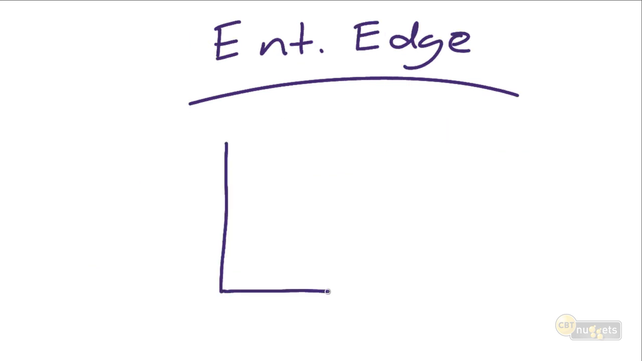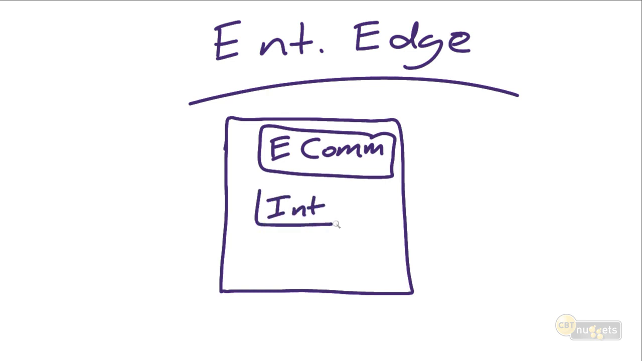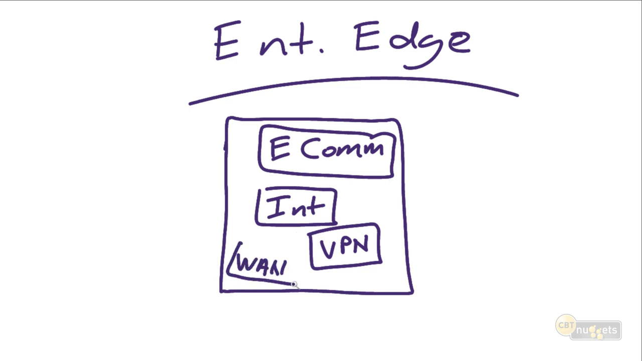Now, what goes on in that enterprise edge landmass that we looked down upon from the airplane? Well, we have the e-commerce for some organizations. We have the internet. I think most organizations need internet connectivity. We might have virtual private networking chunks in here. Our own private WAN might be in here. And now we start to really come upon another aspect of this.